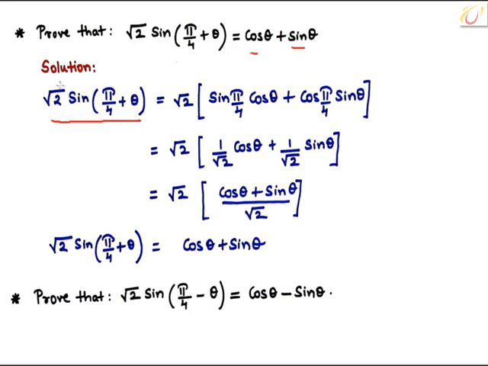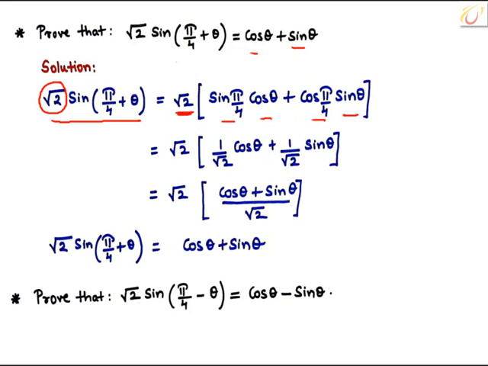This root 2 is multiplied to the sine function. So we keep it outside the bracket. Inside the bracket, we apply the formula of sin a plus b. What is the formula? Sin a multiplied by cos b plus cos a multiplied by sin b. So it will be sin pi by 4 cos theta plus cos pi by 4 sin theta.